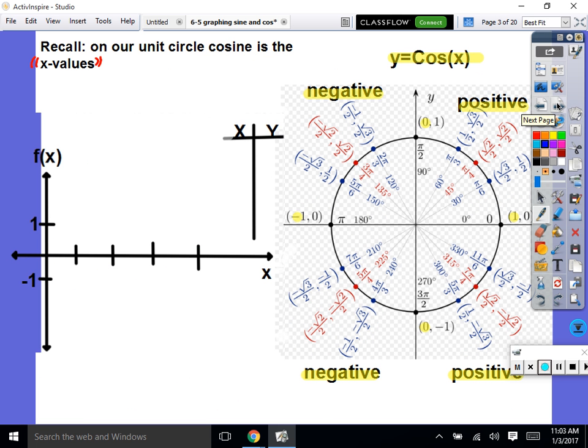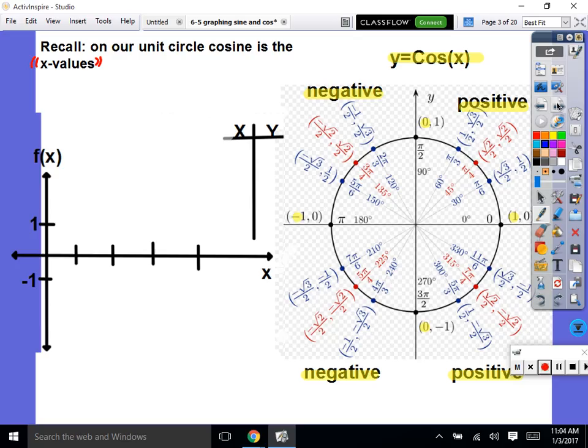Okay, let's do cosine. So y is equal to cosine of x. Remember that cosine are the x values. So once again, we're graphing what's happening between the 4 quadrants. So how I'm going to do this one is 0's here, correct? Yeah. So it looks like a sideways S kind of.